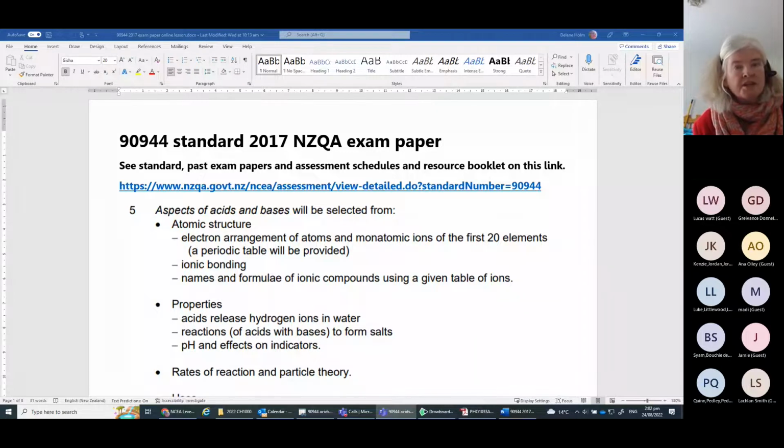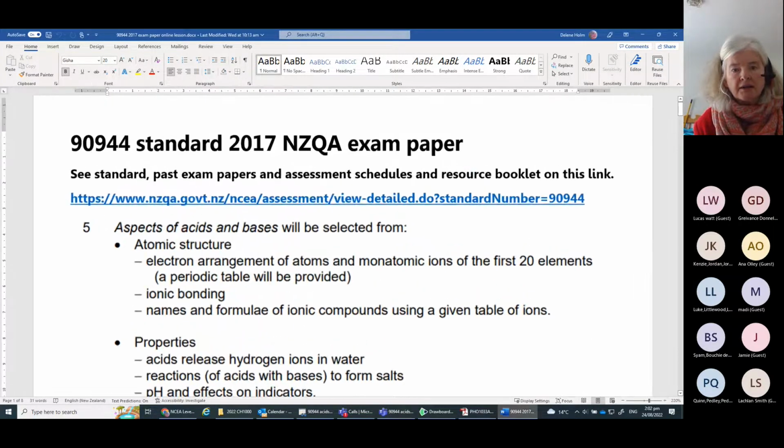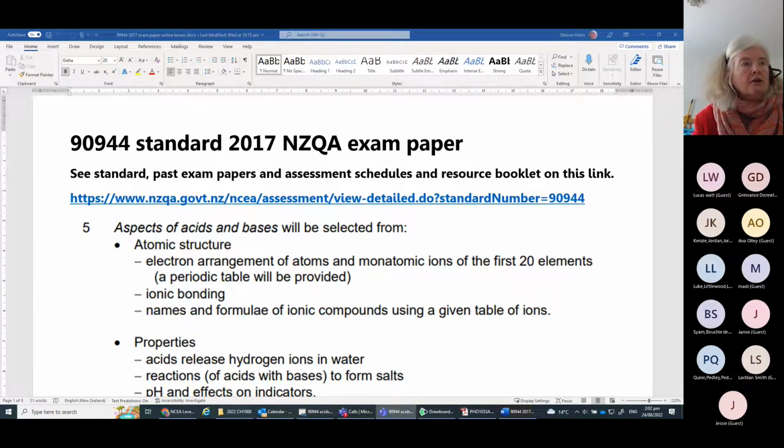So I hope you can all see my shared screen, where we're going to look at the acids and bases paper. Now, this is a science standard. So if you're doing this in the chemistry course, make sure that you don't sit this exam with any other chemistry exam. The chemistry standards are set on a different day to the science standards.